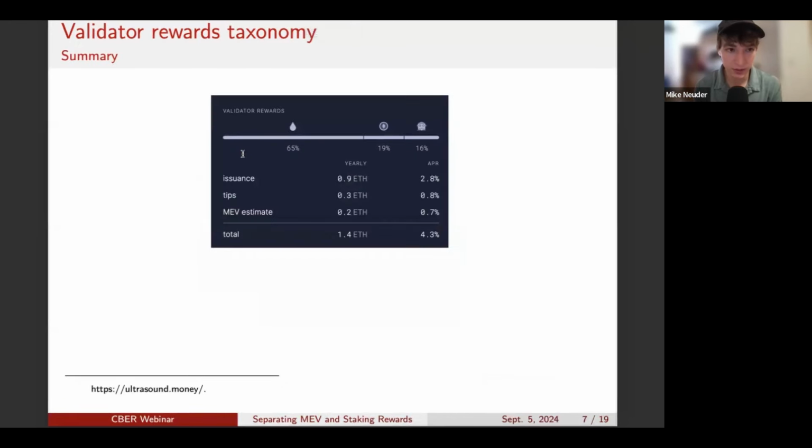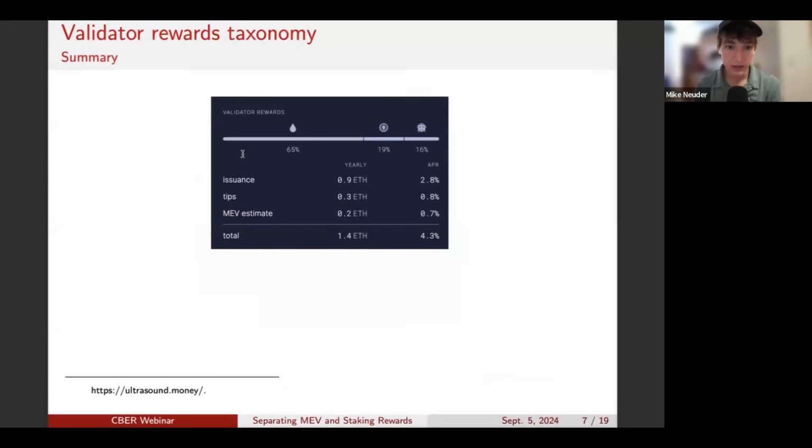Right. So a quick summary of all of our rewards. This is from the ultrasound.money website, and it shows an estimated breakdown of what percentage of validator rewards come from each of these three things. So issuance is about 65%, tips 19, MEV 16. But this is an average, right? And in particular, during some high volatility periods of time, the MEV rewards could dwarf the yearly issuance. It could be a 10 or 20 ETH block, whereas your issuance for the whole year might only be 1 ETH.